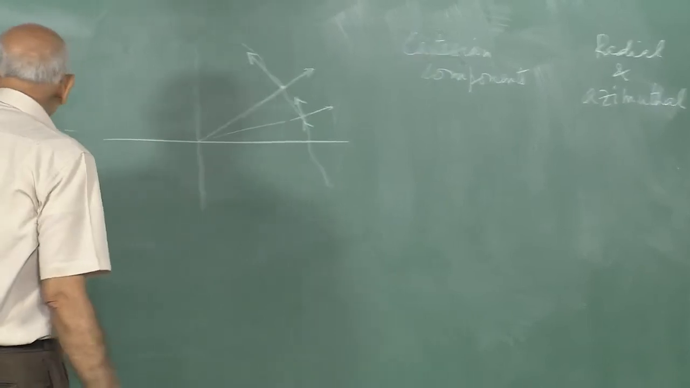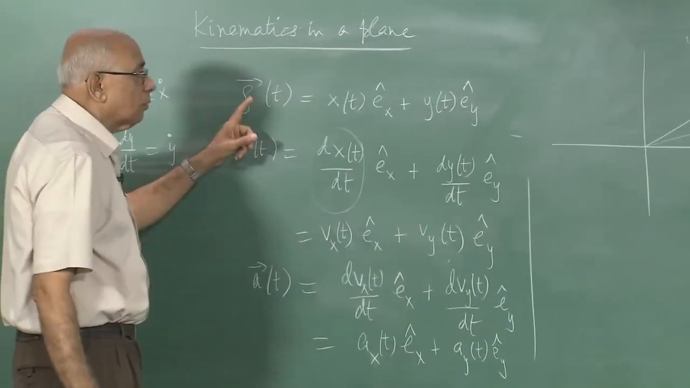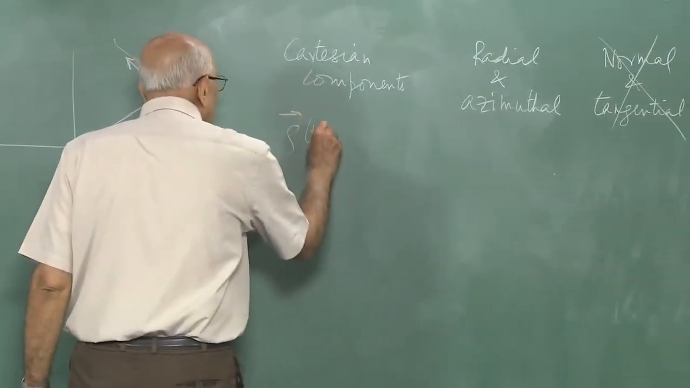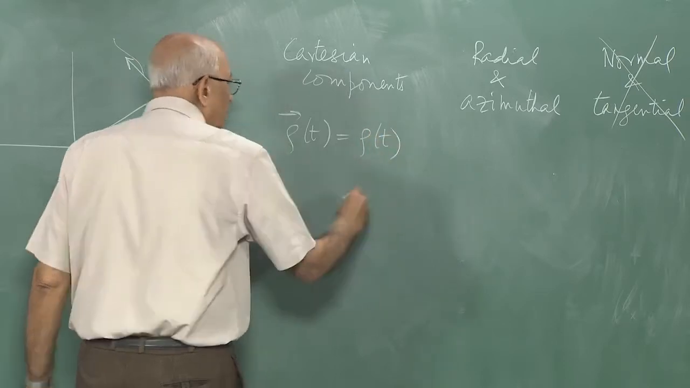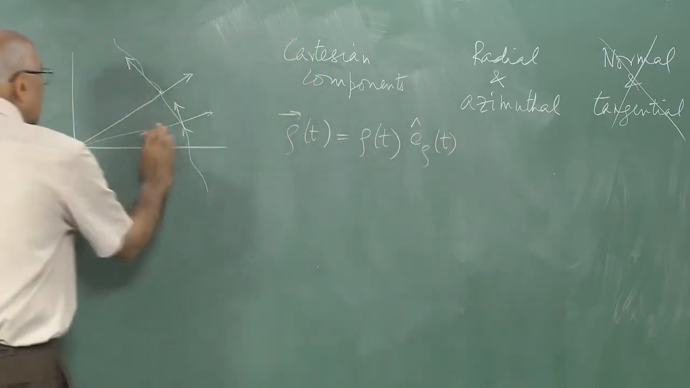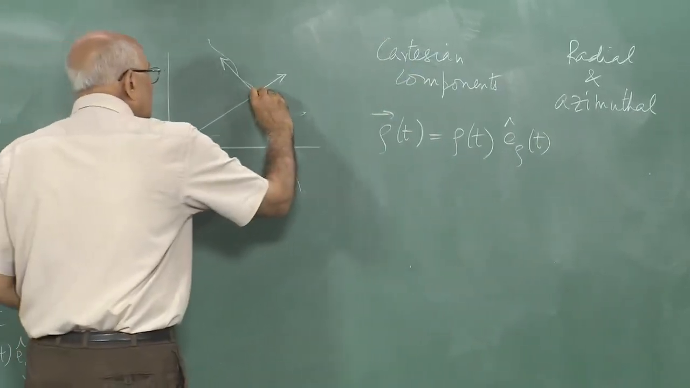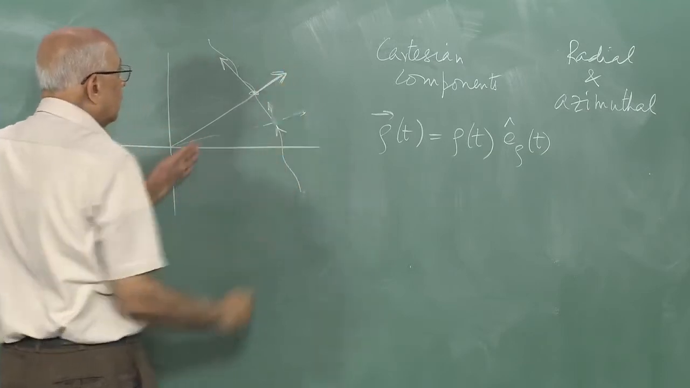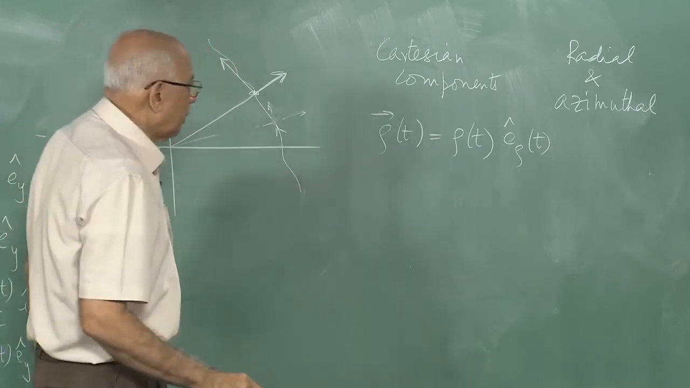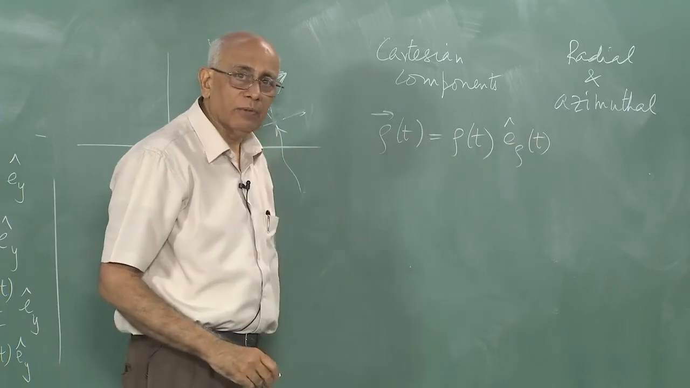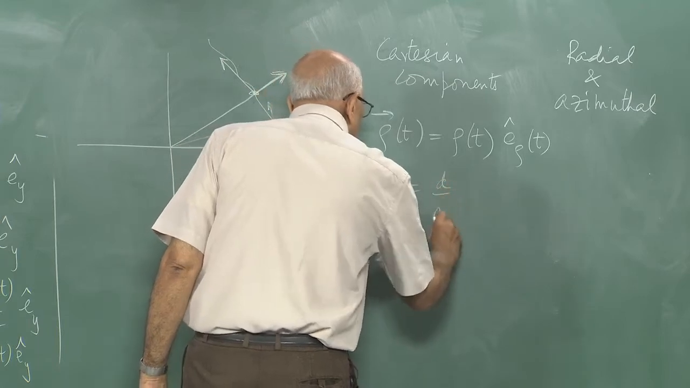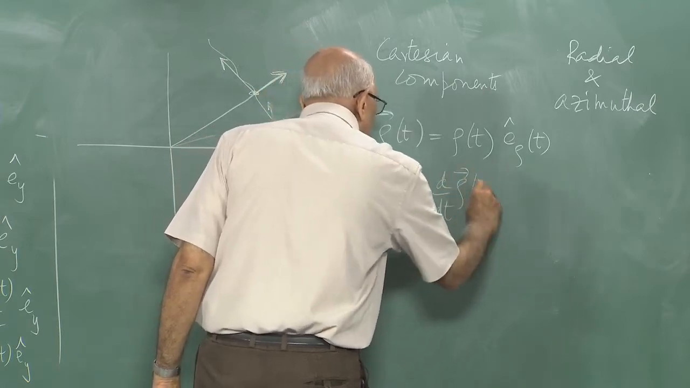So the immediate problem is the following: given this rho of t, what is the velocity equal to? So let us write rho of t equal to rho, which is a function of time, times E rho, which is also a function of time, because at any instant of time it is at this point, this is E rho at that instant of time. A little later, E rho points in some other direction. So we have rho of t by definition equal to magnitude times the direction unit vector, and then the velocity v of t equal to d over dt rho of t.